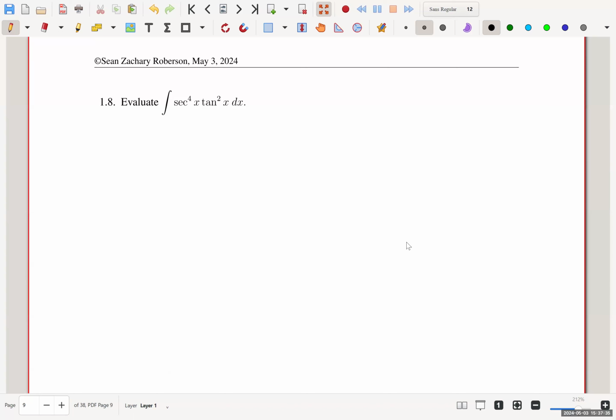Now we have secants and tangents. Pop quiz. What is the derivative of tangent? Secant squared. What is the derivative of secant?